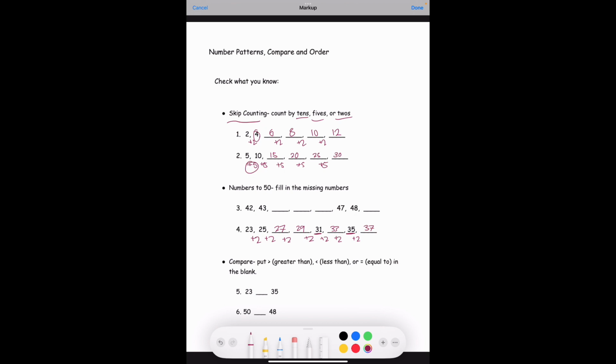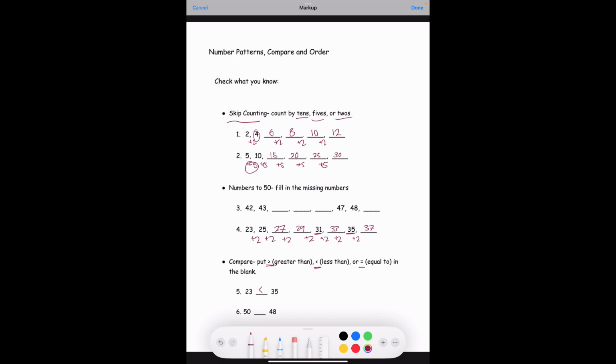Now we are going to compare. Put the greater than symbol, the less than symbol, or equal to symbol in the blank. So let's look at number 5. 23 and 35. Which number is greater? 35 is greater, right? So we are going to put the greater sign opening towards 35. We're going to go like this. The open mouth has to go towards the bigger number.